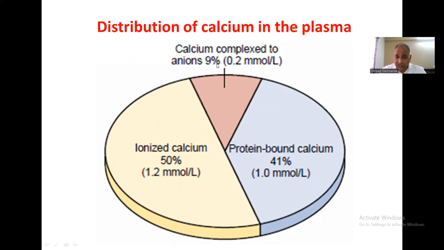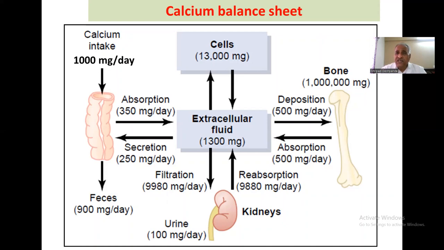In the balance sheet of calcium, an adult usually consumes nearly 1 gram of calcium per day. That is 1,000 milligram, ingested orally. Once it is ingested, it enters the intestine, mainly the duodenum and the first part of the intestine, where it is absorbed. Nearly 350 milligram is absorbed and enters the extracellular fluid.